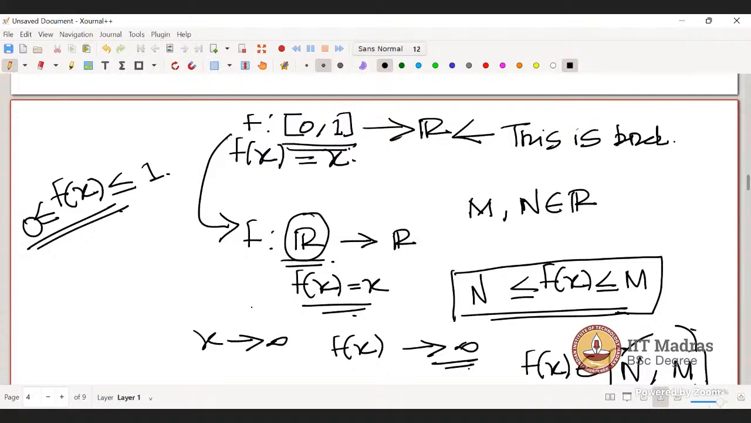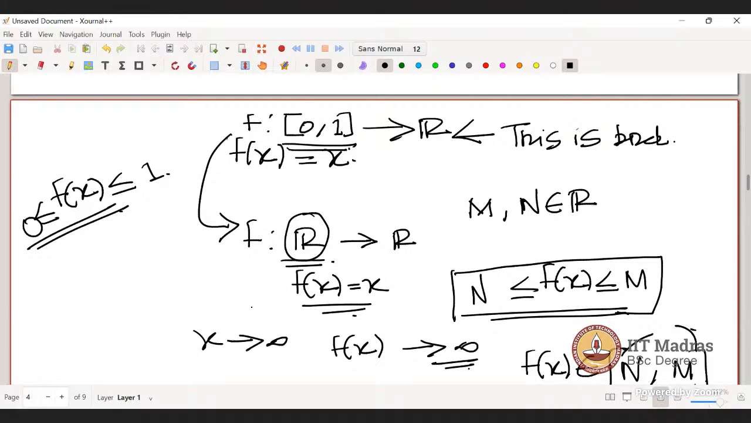Okay, so it totally depends on the domain of the function. If the domain is specified, then only we can say it is bounded within the range. Let us say here it is 0 and 1. Yes, so we can say it is a bounded function. Here f of x equal to x, there is no specification of the domain of the function, so we can say this is unbounded, right?